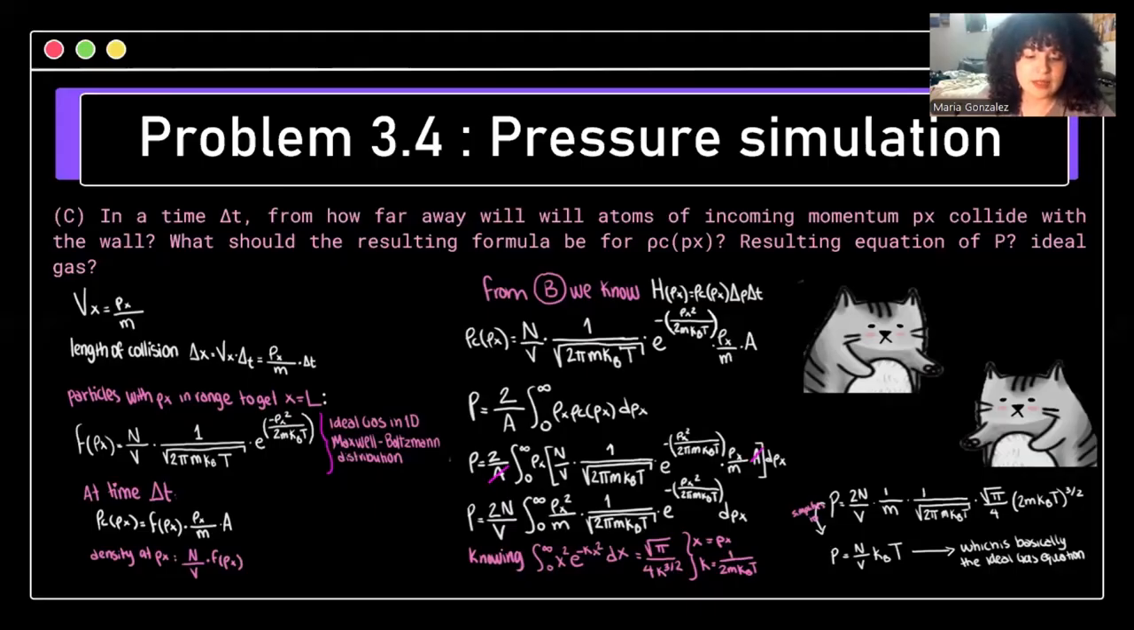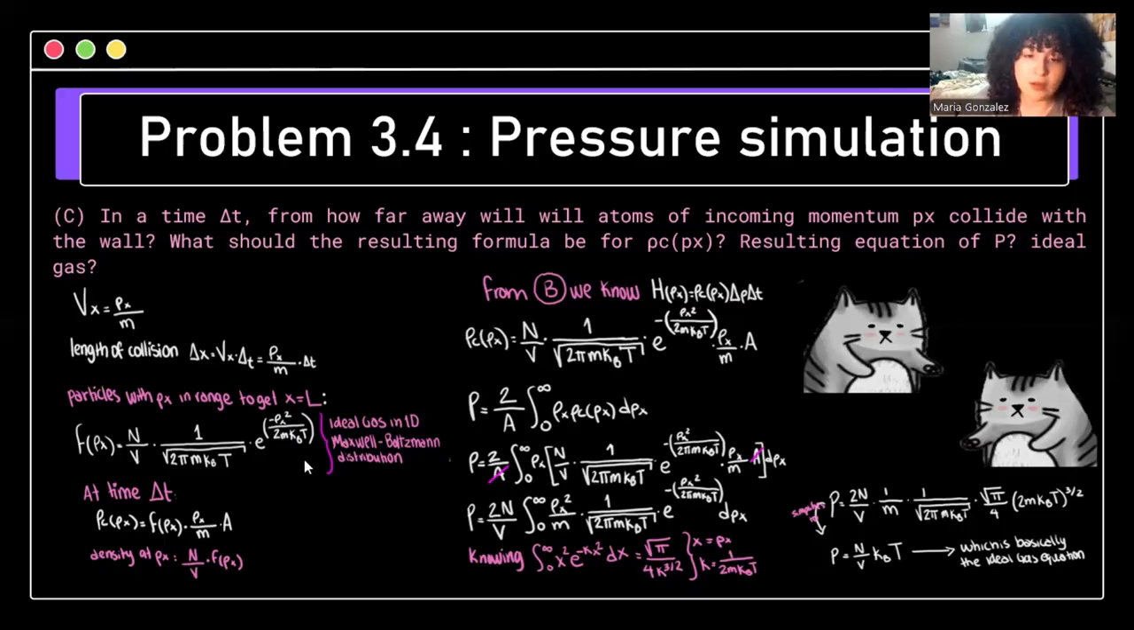Now we just multiply that by the sliver's volume, so A times delta x. And now we get how many particles with momentum px will be hitting that wall in time delta t. So that gives us this right here. At this part, we have the rate of collisions at the wall for the particular momentum px. All right, so now let's use this to calculate the pressure.